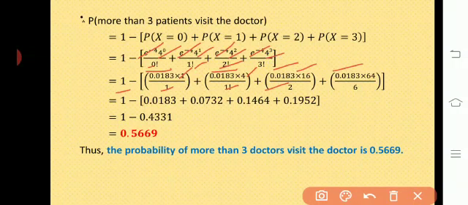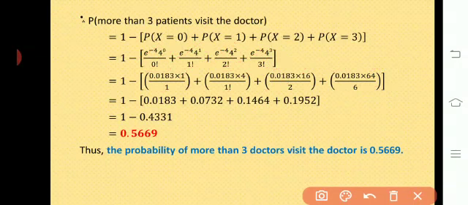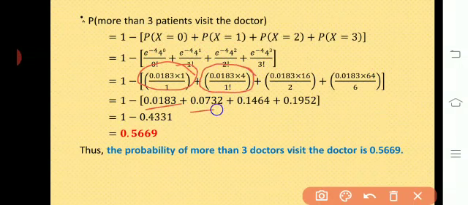4 raised to 3 is 4 into 4 into 4, which is equal to 64 divided by 3 factorial. 3 factorial means 3 into 2 into 1, which is equal to 6. Then you simplify further, you will get 1 minus. You simplify this, you will get 0.0183. Then simplify this, you will get 0.0732.